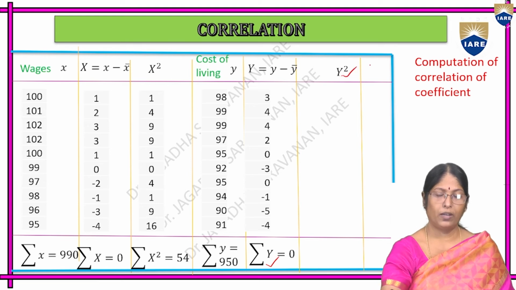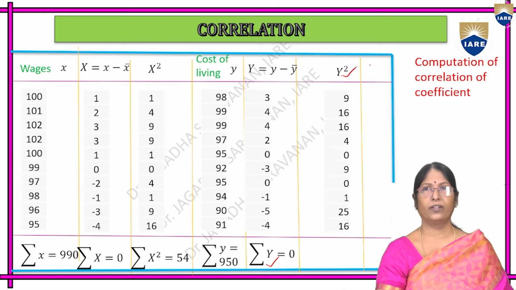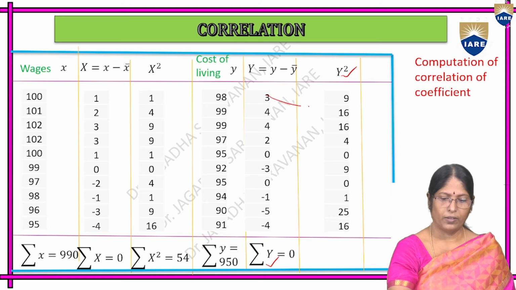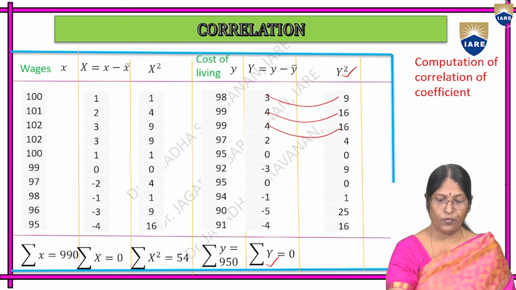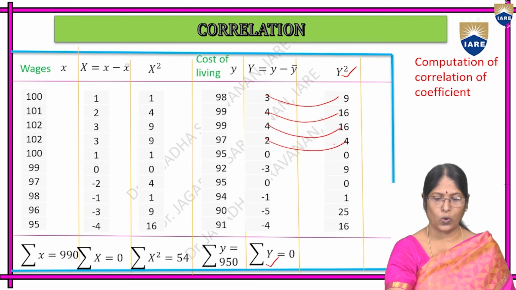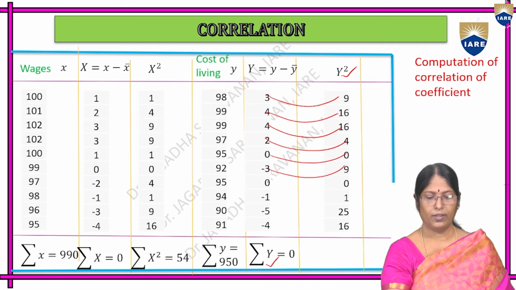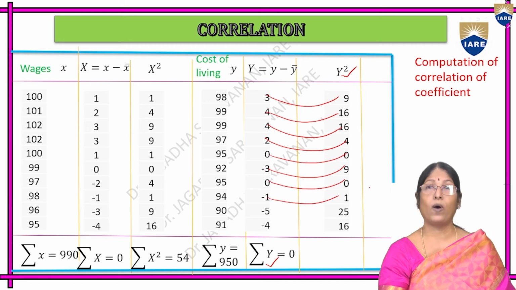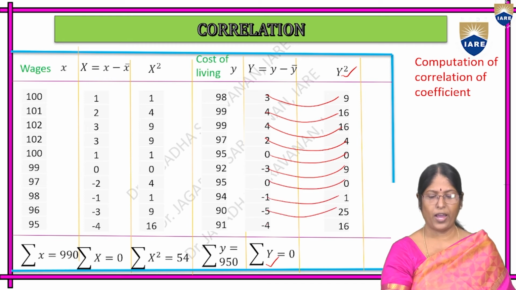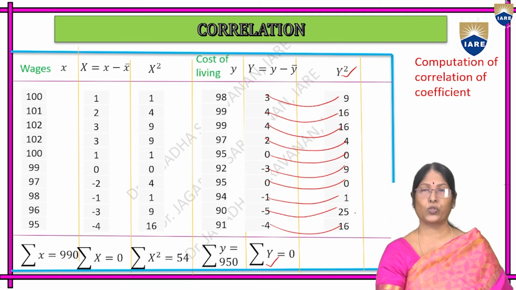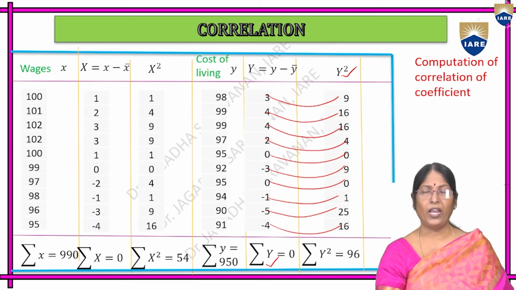Now we are finding capital Y square: 3 square, 4 square, again 4 square, 2 square, 0 square, minus 3 the whole square, 0 square, minus 1 square, minus 5 square, minus 4 square. We found summation Y square, and the value is 96.